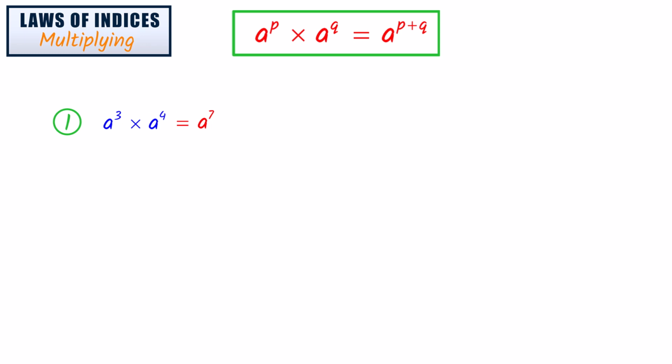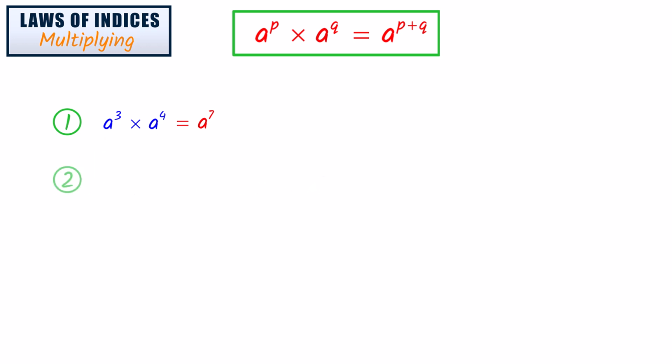Let's look at why adding the powers works. Well, a cubed means a times a times a, and this is multiplied to a to the power of 4, which is a times a times a times a. We therefore have 7 a's multiplied together, which is a to the power of 7.